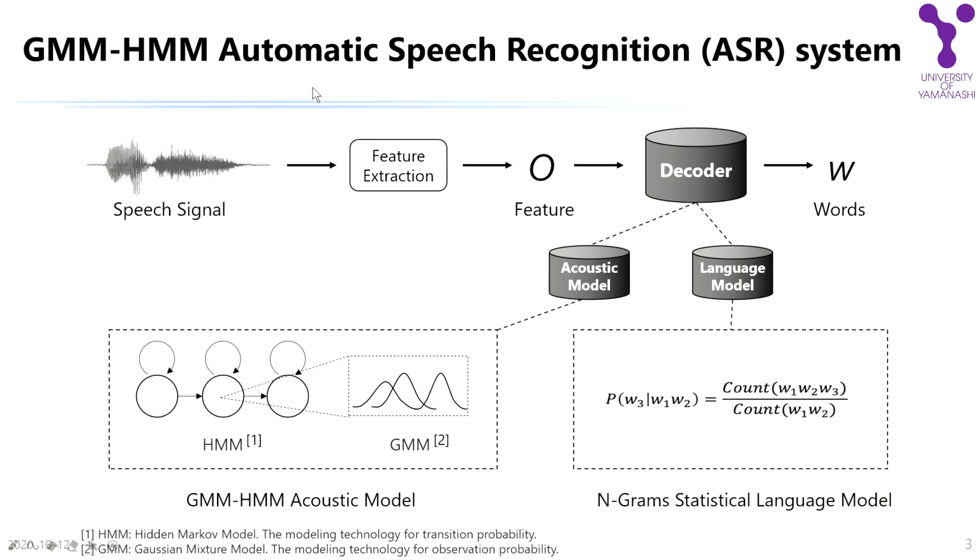Nowadays, automatic speech recognition technology has achieved great improvement. Generally speaking, an ASR system first extracts the acoustic feature from the speech signal and then uses a decoder to transform this feature to a word sequence. For a typical ASR system, the decoder consists of the GMM-HMM acoustic model and the N-gram language model.